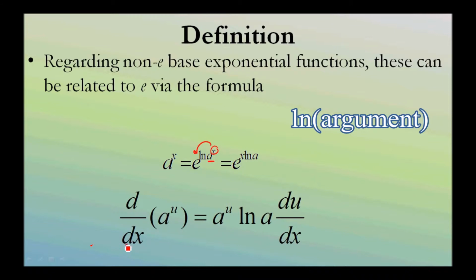As such, the derivative of a to the u is equal to a to the power u times natural log of a times the derivative of u. So essentially, the derivative of a to the u is itself times the natural log of the base times the derivative of the exponent.